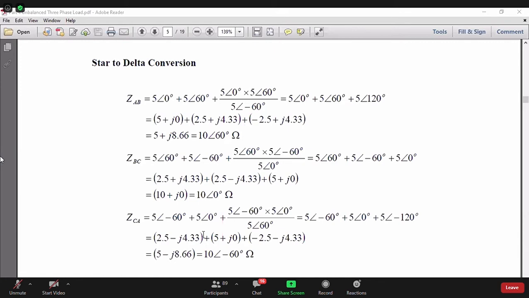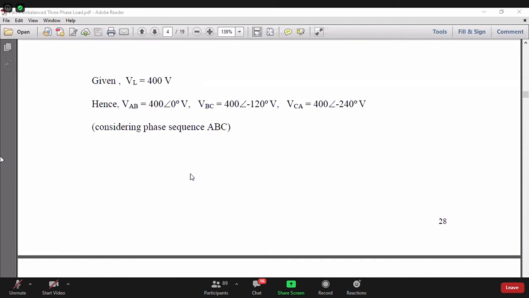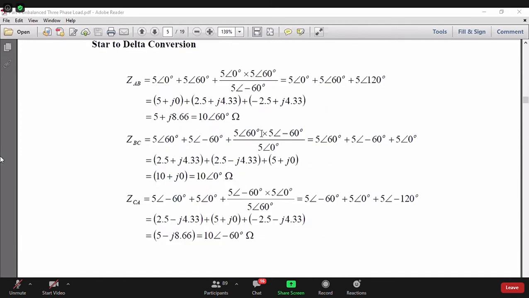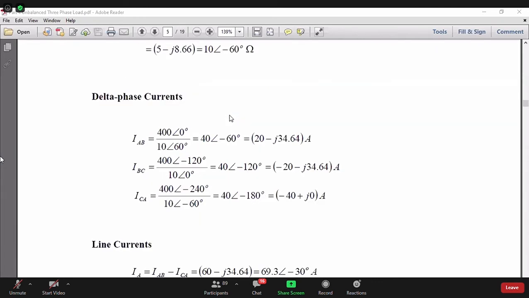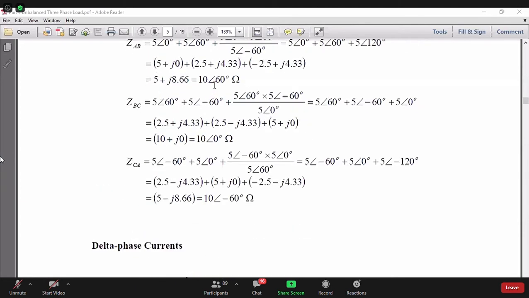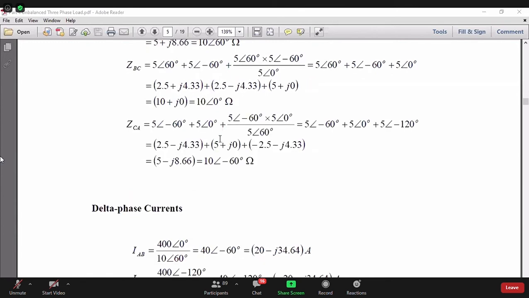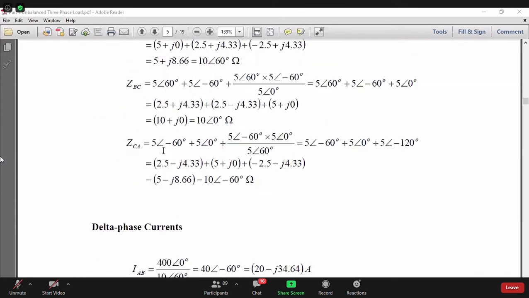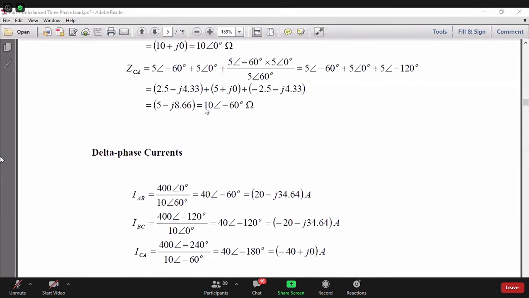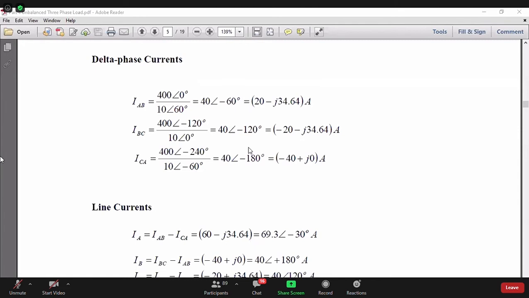What has happened is, you see ZA was 0 degree, but here ZAB is not 0 degree, it is 60 degrees. So the angles have changed. But that doesn't matter. So what I do is I can find the delta phase currents. That means the line voltage is equal to the phase voltage. Then this is ZAB here, VAB divided by ZAB, this is IAB. Similarly, IBC is VBC divided by ZBC, get it? Then ICA, so VCA divided by ZCA. So the three delta phase currents are known.